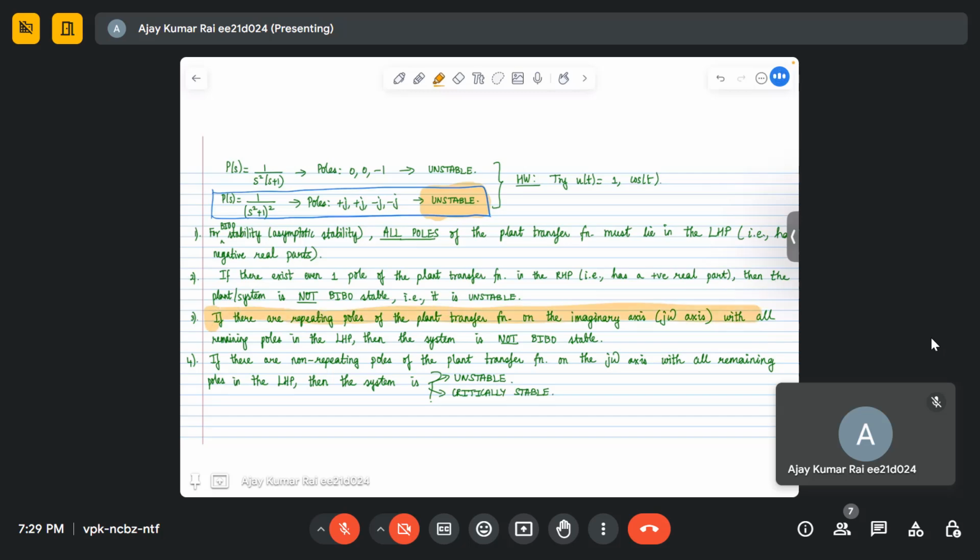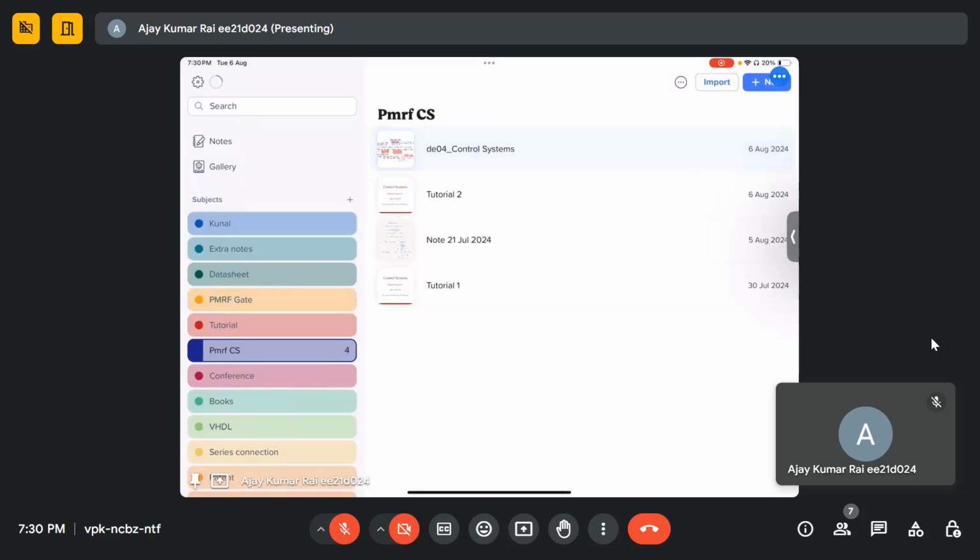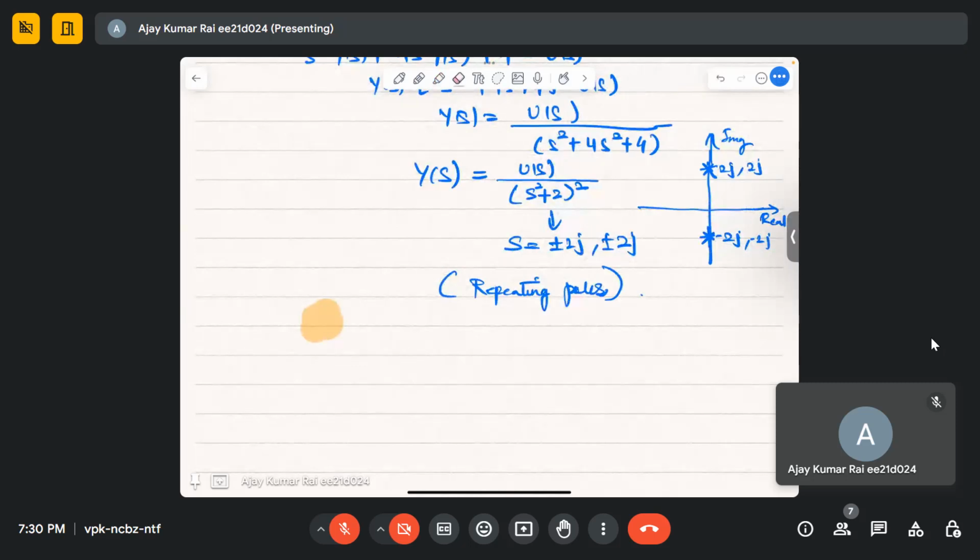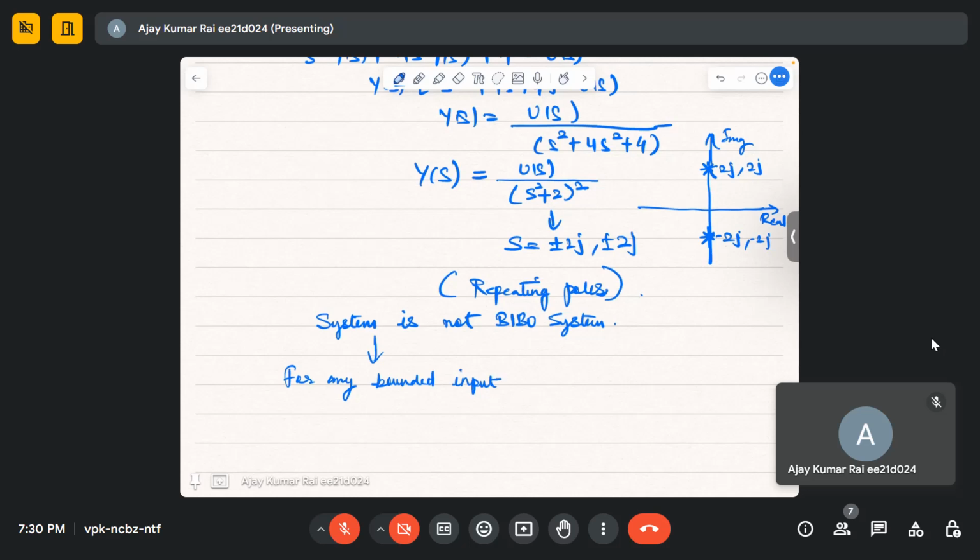Let me find out where that is written. Here, if you see this point 3, you have to use this. If there are repeating poles of the plant transfer function on the imaginary axis with all remaining poles in the RHP, in our case it will be 0, then the system is not BIBO stable. When we say the system is not BIBO stable, that means for any bounded input, the output is unbounded, because of these repeating poles.